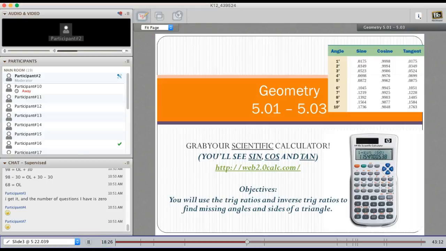Okay, so here's Unit 5. Now there's a lot going on this screen here. So we'll pause here for a second. I'll kind of go over some of this stuff.